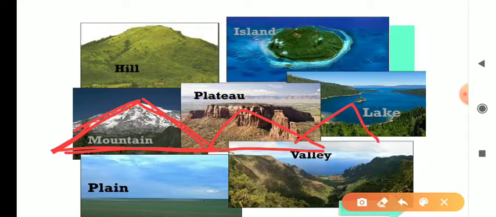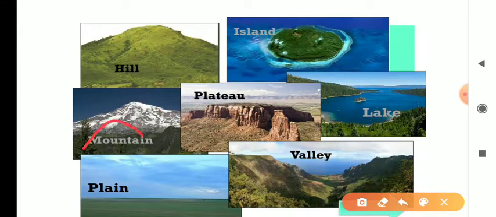Hills are closer to each other. Hills are like this, while a mountain is like this. So this is hill and mountain. Then what is a plateau? In a plateau, the top of the landform is flat. Suppose this is a mountain, and here it has no peak, then it is called a plateau. A flat top landform is called a plateau.